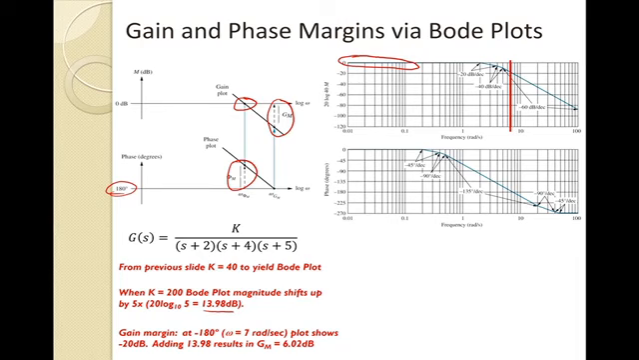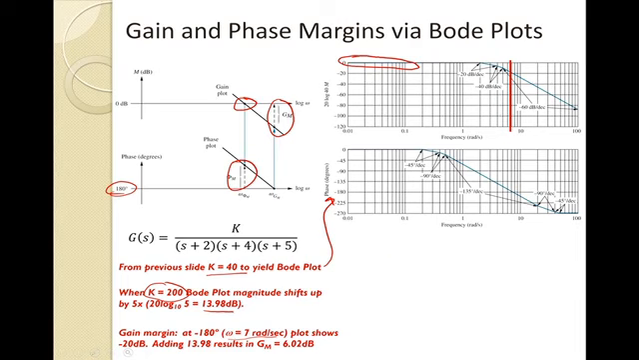So again, this plot right here is for a K of 40, but I'm saying, for a gain of 200, we could just imagine shifting this plot up by almost 14 dB. So on this plot, at 7 radians per second, the gain margin was at minus 20 dB. If we add that roughly 14, we're going to get a gain margin of roughly 6 dB when K is at 200.